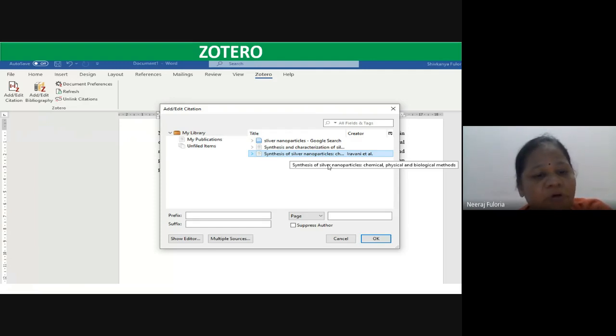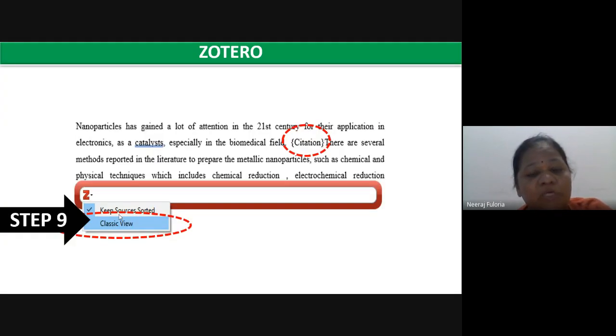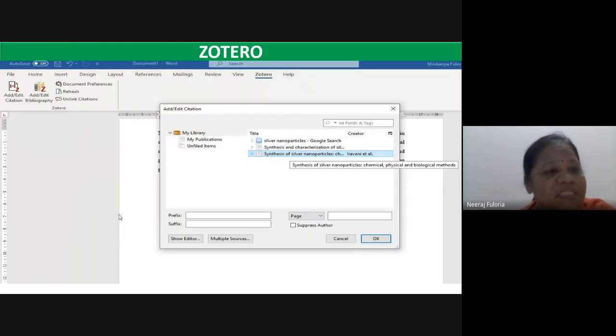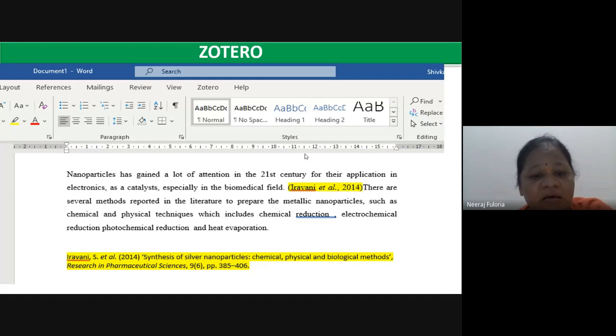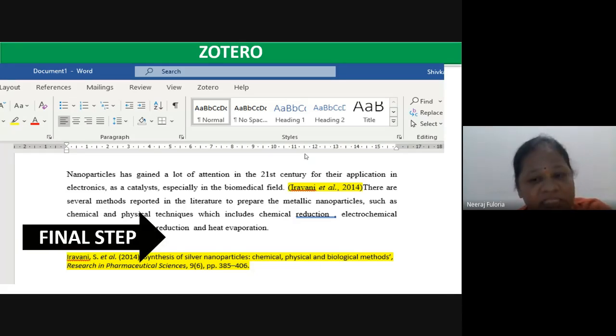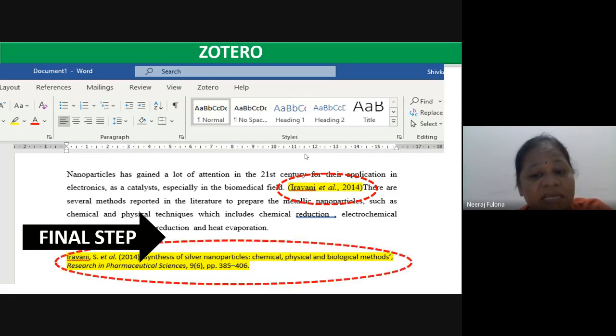In your Word file, you will see the Zotero option, with keep sources sorted or classic view. You have to click on classic view, where you want to put the citation. Then just click on edit and add citation. I want to add a citation related to the synthesis of silver nanoparticles. I clicked on that, and this particular reference got selected, and you can see I got the list of references along with the citation. You can see Iravani S. et al. 2014 is giving the full reference as well as the citation.